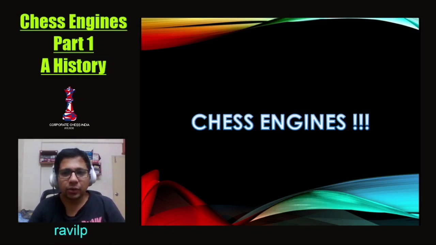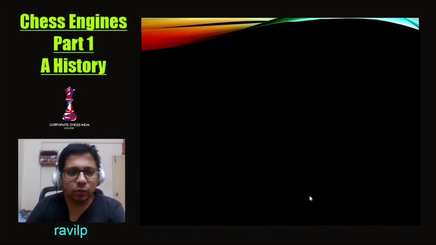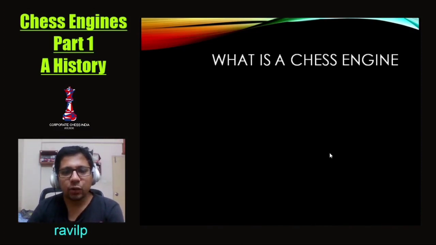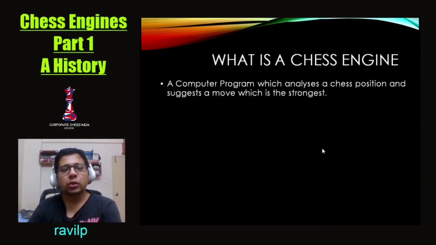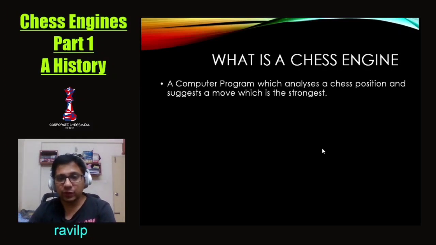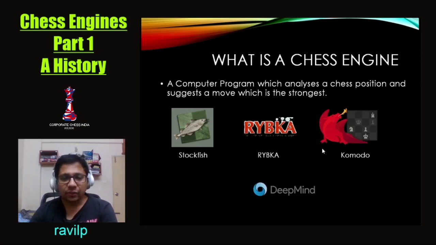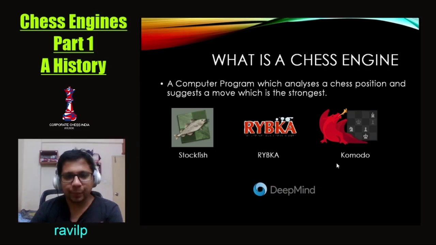In this video, I'm going to take you through the history of chess engines. So before jumping to the history of chess engines, let's just try to understand what a chess engine is. A chess engine is basically a computer program which will analyze a chess position and suggest a move which is the strongest or close to the strongest. Some examples are Stockfish, Ripka, Komodo, and AlphaZero created by DeepMind of Google.